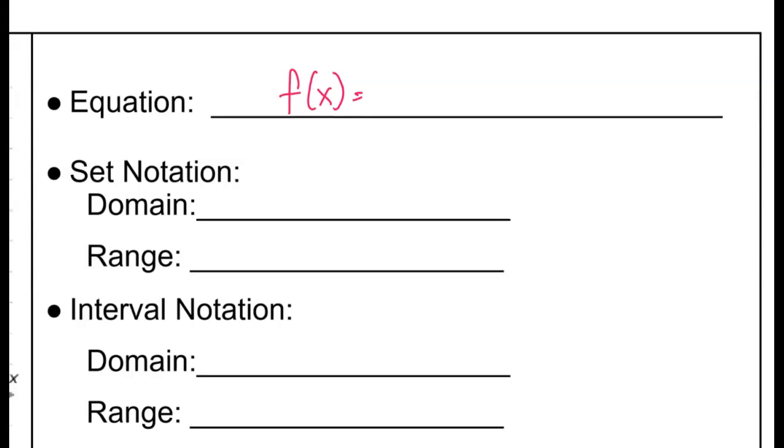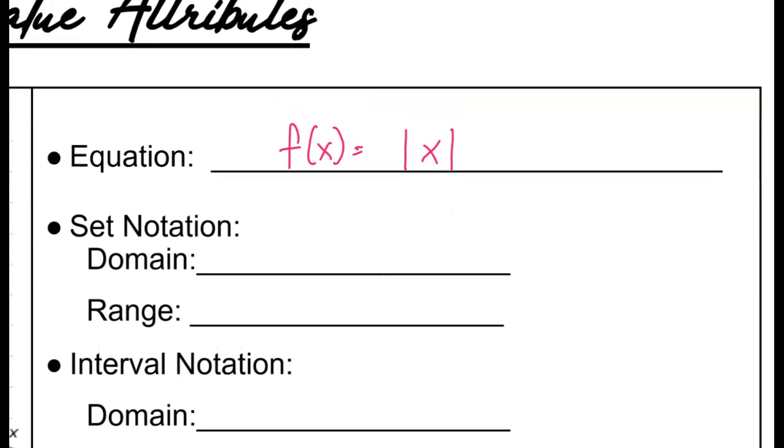Exactly. F of x equals absolute value of x. Now, when I say absolute value, it's those two vertical lines with whatever we're taking the absolute value of between them. So the parent function for absolute value is f of x equals the absolute value of x. Vertical line, x, vertical line. And this is our parent function.